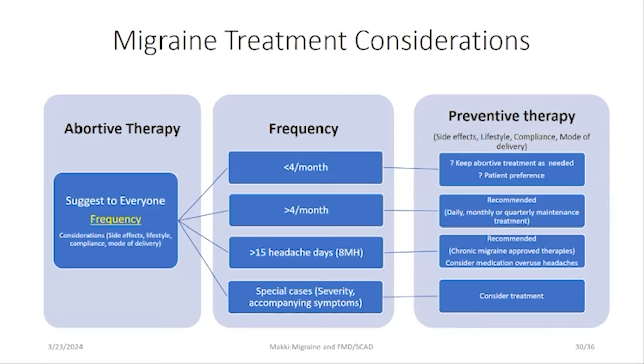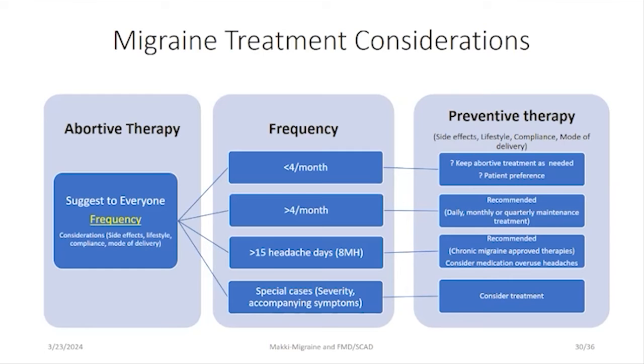Then typically, if it's less than 4 attacks per month, we stick to abortive treatment, except in special cases where the attack lasts a week, so it doesn't become an attack a month, it becomes a quarter of the month. Or if the attack comes with severe weakness, loss of certain functions, stuff like that, then we might elect to start preventive treatment even with a smaller number of attacks.